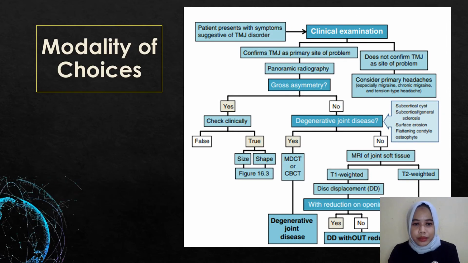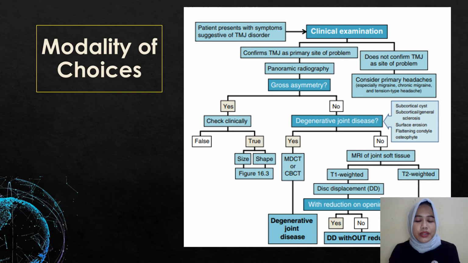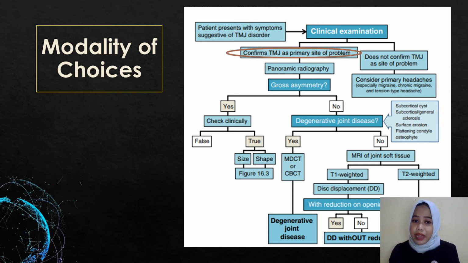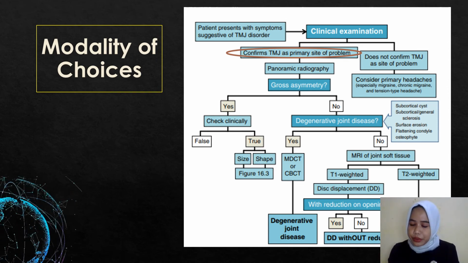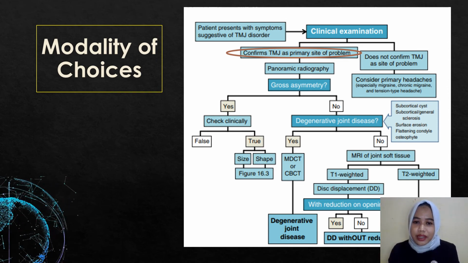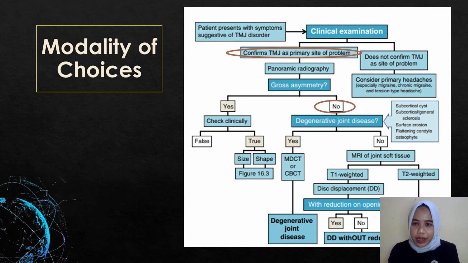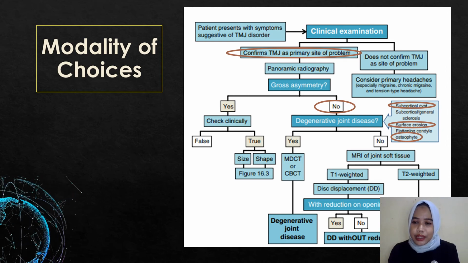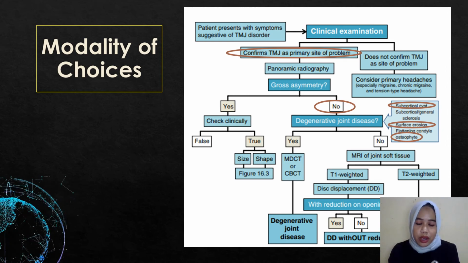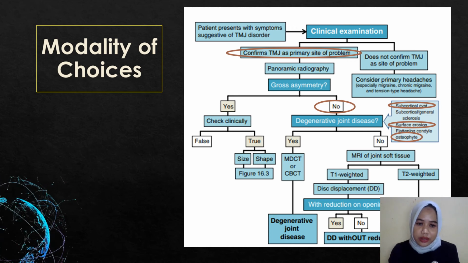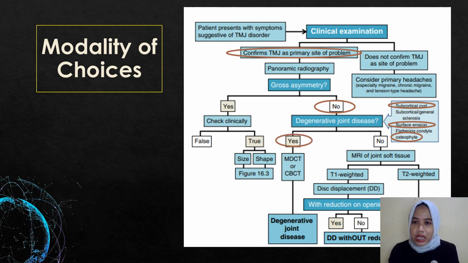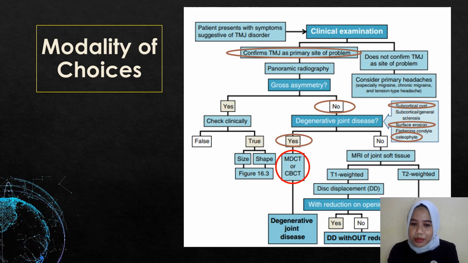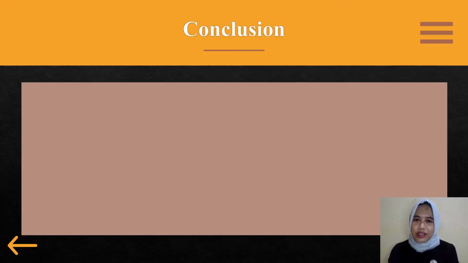Well, this is about the modality of choice. We see first whether the TMJ is the primary site of the problem or not. If yes, we could assess the asymmetry condition. And if we don't find any gross asymmetry, then it is concluded to be a degenerative joint disease from signs like subcortical cyst, surface erosion, and also osteophyte. So we can choose MDCT or CBCT as the modality of choice.